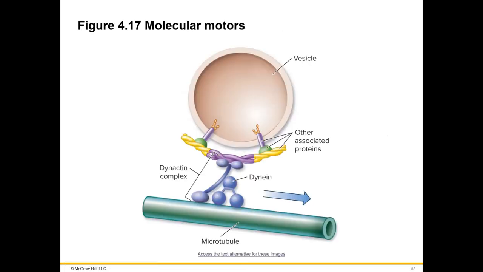So it looks kind of like this. Here's our microtubule, which you could think of like the train tracks. In this instance, it's dynein, but this is our motor molecule. So you could think of this almost like the train itself that is carrying something. Here are our connector proteins that are connecting to the vesicle, which is like the cargo that's being carried.